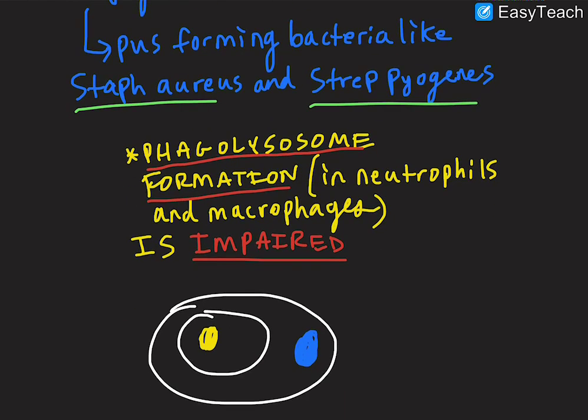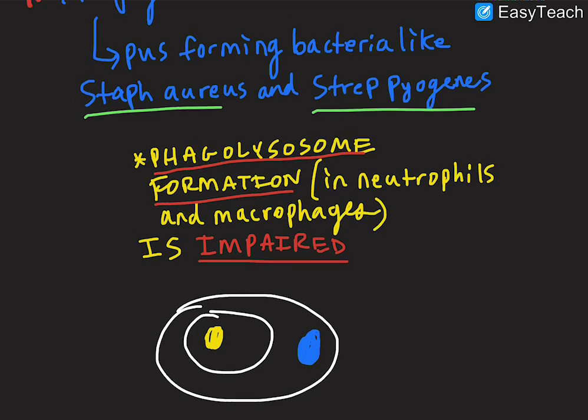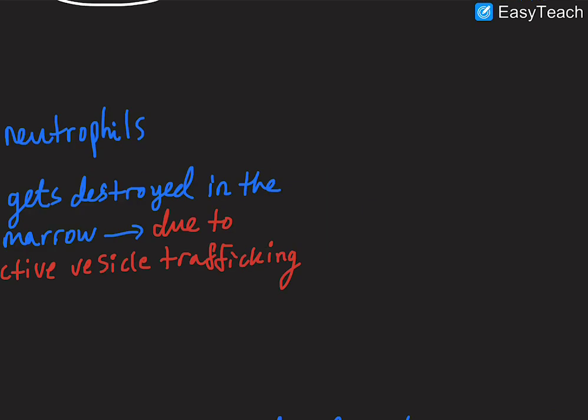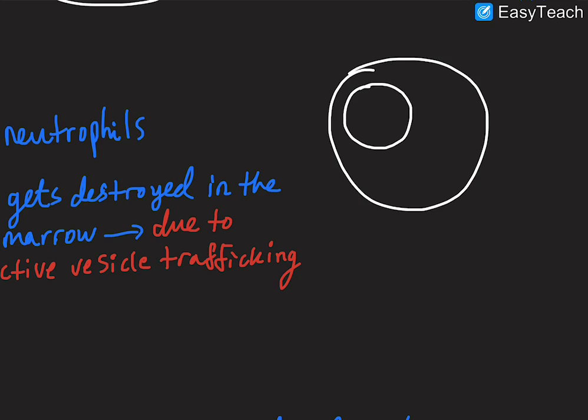So this happens because you have impaired phagolysosome formation due to the defect in vesicle trafficking and microtubules. So you can't really move around granules, you can't move around lysosomes properly, and you can't move around vesicles properly inside your cell. The second finding is neutropenia. Now, why would you get neutropenia? Well, we can talk about a few reasons. So one reason why you'd get neutropenia, if we look at our neutrophils, we have our phagosome.